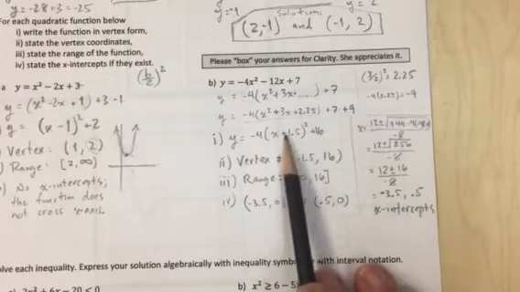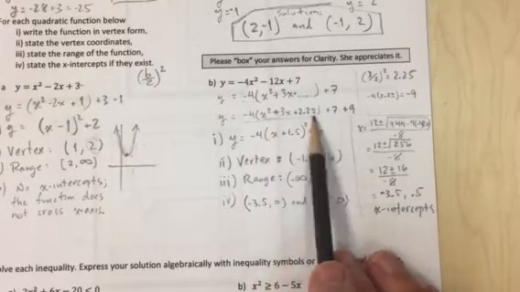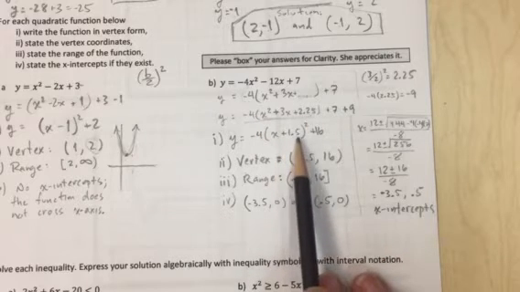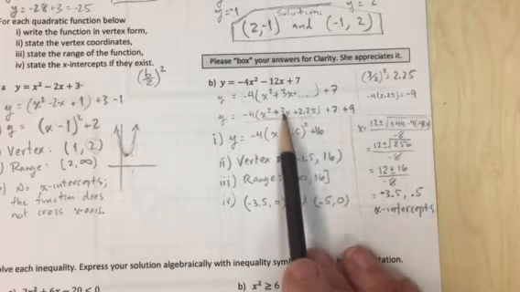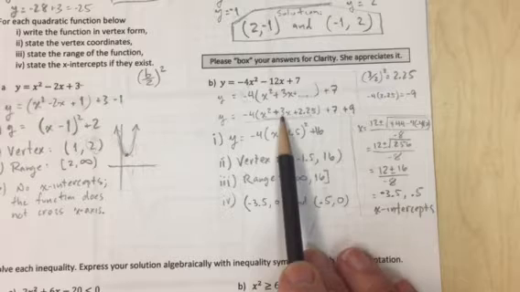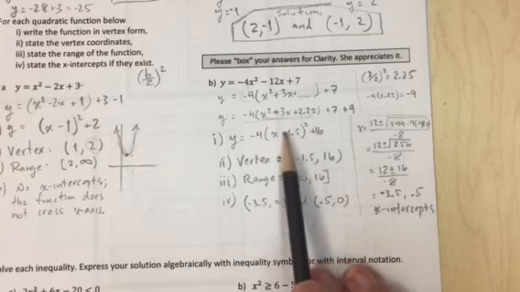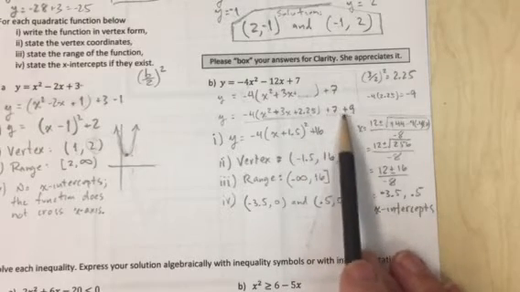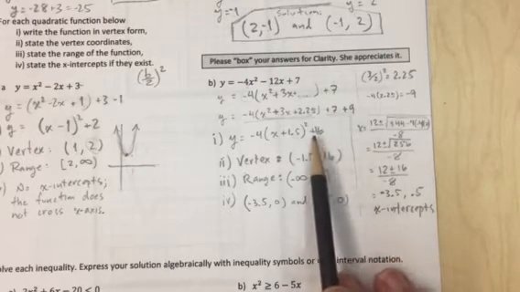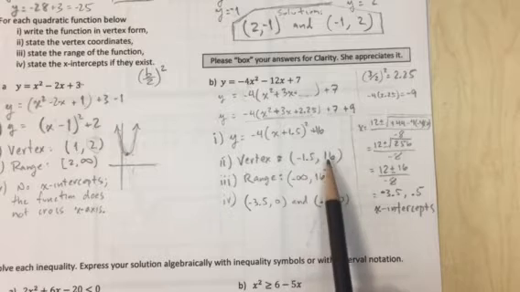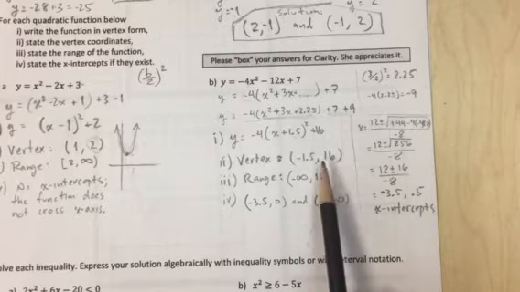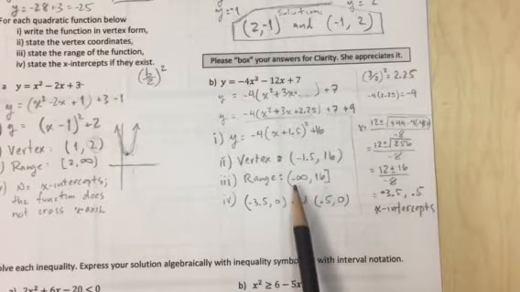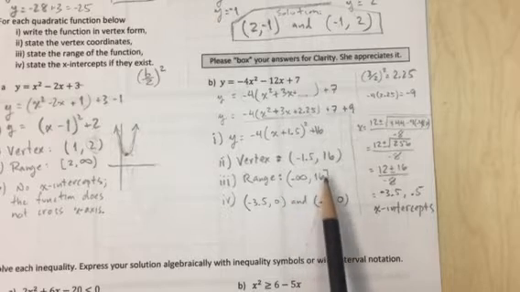Anyway, I end up with factoring this trinomial here to x plus 1.5. Remember, this value is always half of b in every case. So half of that is 1.5, so it's x plus 1.5 squared plus 16. That's what 7 and 9 make. And so the vertex is at -1.5 comma 16. And the range is from -infinity up to +16.